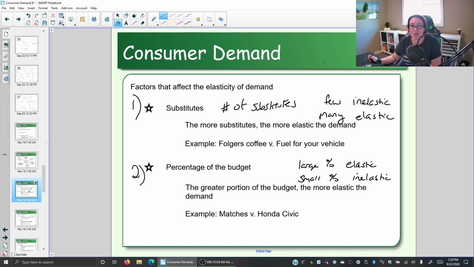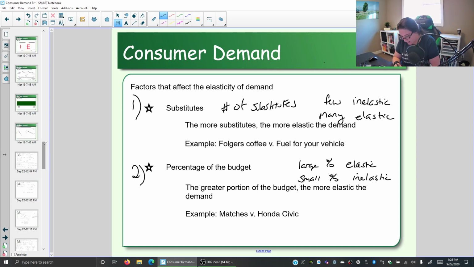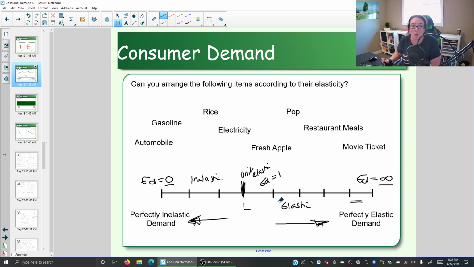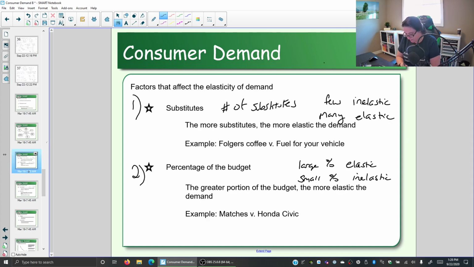Now, notice when we talk about the Caribbean cruise, it's a luxury, which makes it more elastic. $10,000 is probably a large percentage of your budget, so that makes it more elastic. And there are alternatives, right? There are other places you could go for your vacation besides a Caribbean cruise. So there are a number of substitutes, which makes it more elastic. So if we're thinking about a cruise on that continuum we were looking at before, where would that Caribbean cruise be? It'd probably be much higher up here on our continuum and have a much higher elasticity coefficient, because a number of these factors or determinants make it more and more elastic.